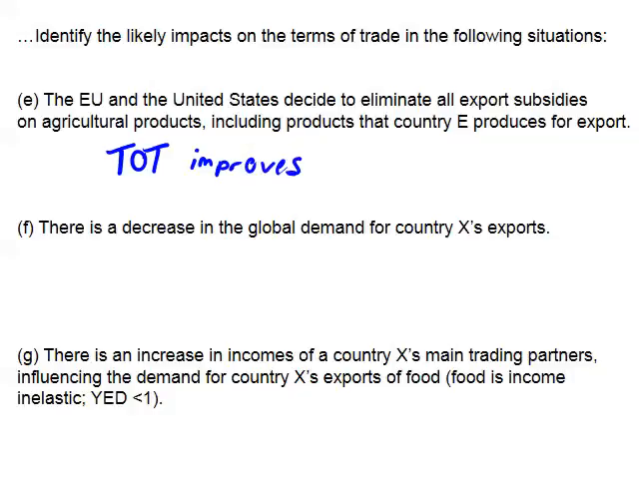If there's a decrease in demand for country X's exports, we know the demand curve shifts to the left and the price goes down. So terms of trade deteriorates.